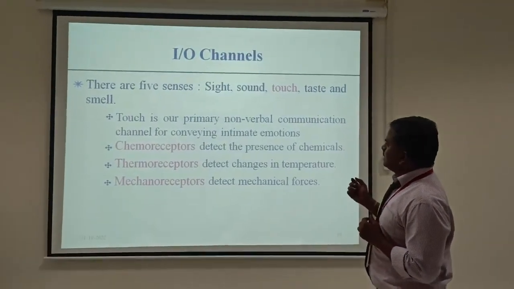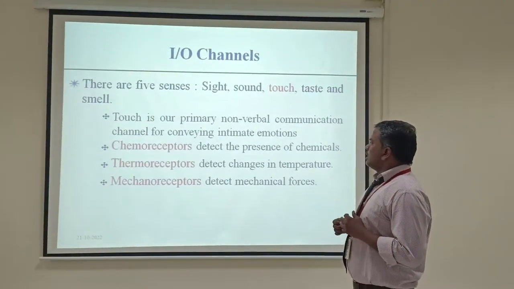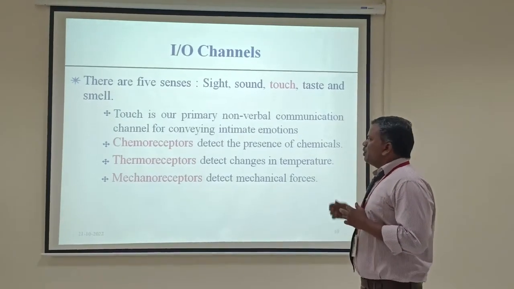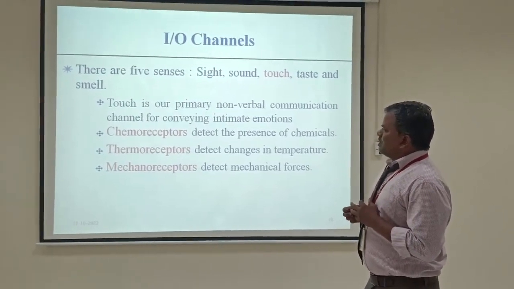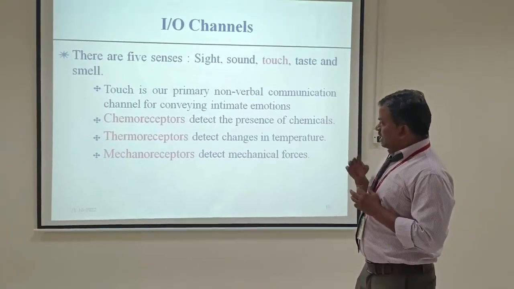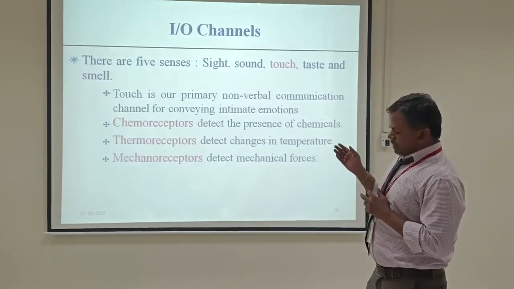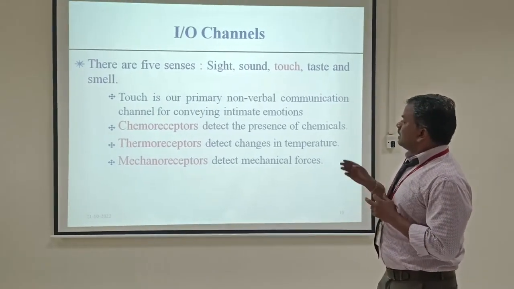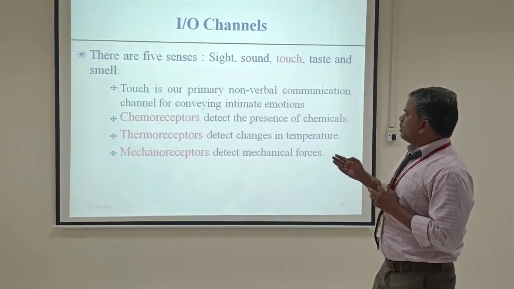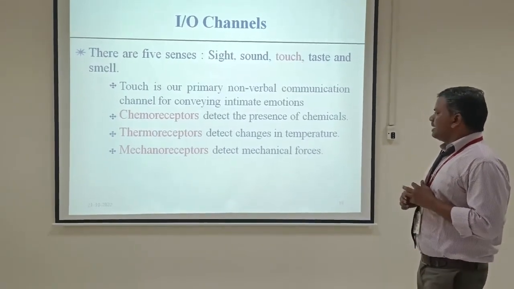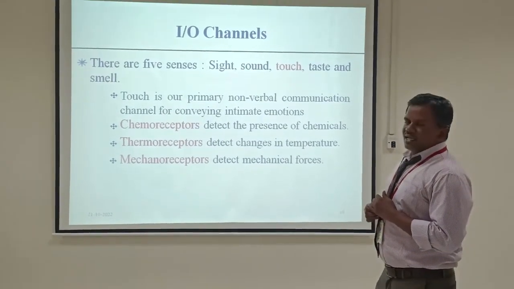The next one, touch. Touch is our primary non-verbal communication channel for conveying intangible emotions. There are 3 types of receptors: chemoreceptors, thermoreceptors, and mechanoreceptors. Chemoreceptors detect the presence of chemicals. Thermoreceptors detect changes in temperature. Mechanoreceptors detect mechanical factors.